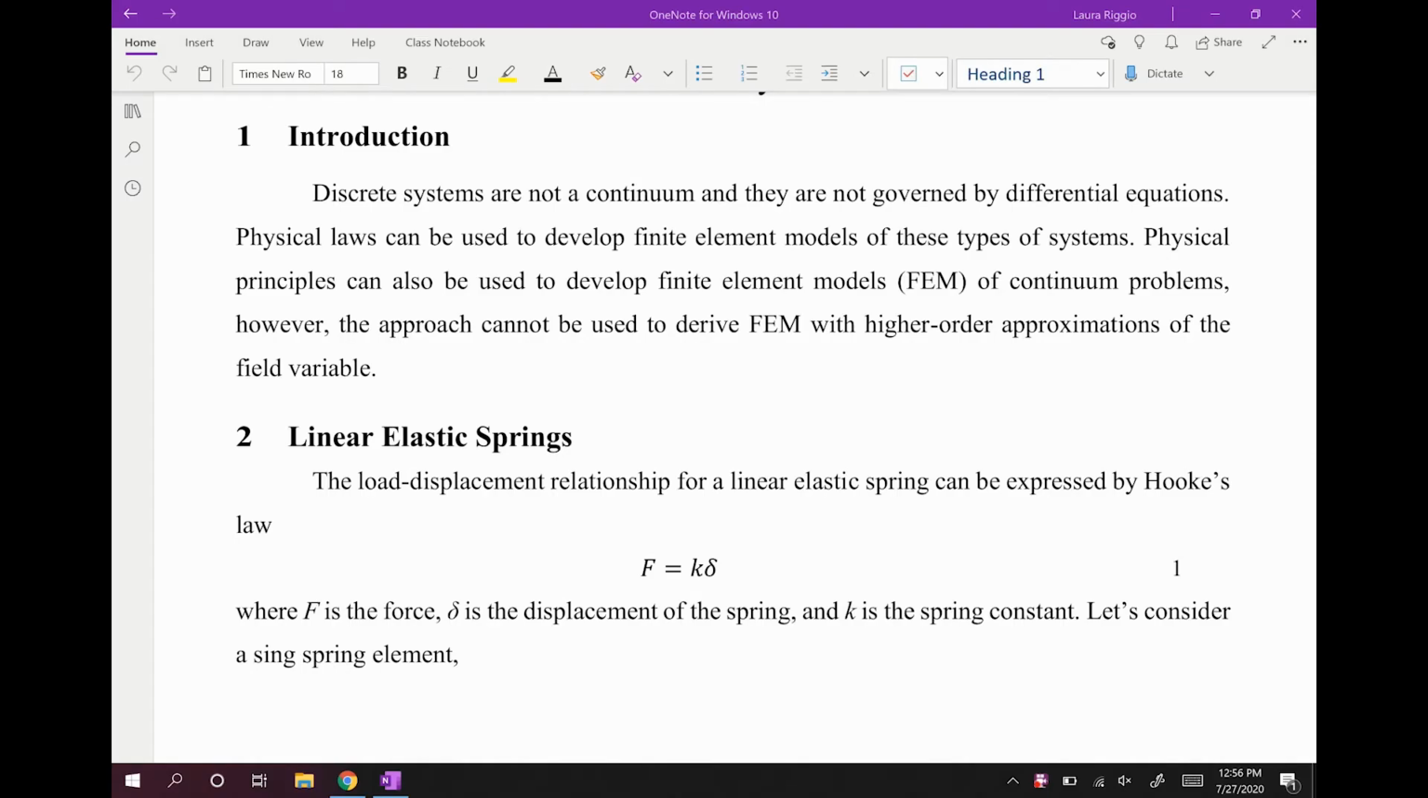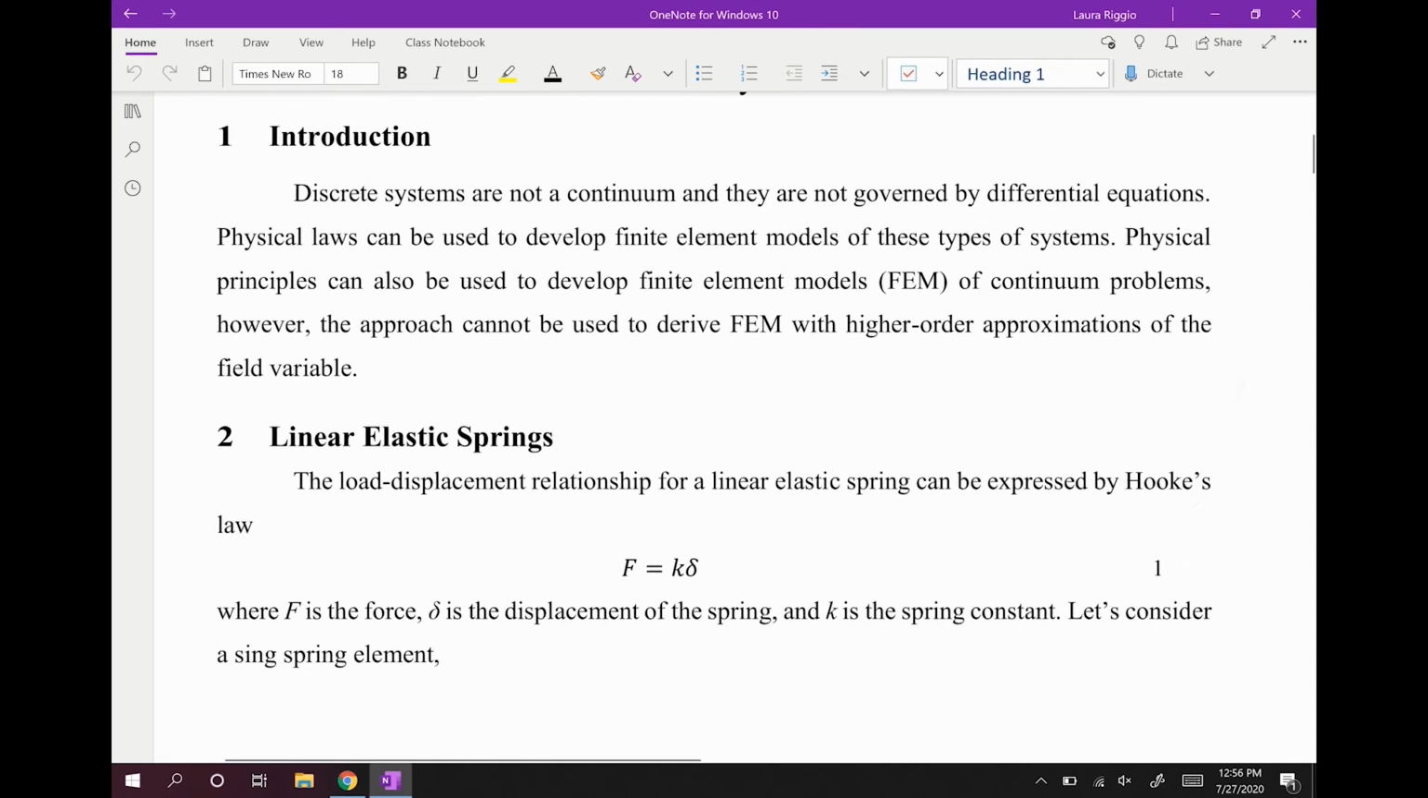In this lecture, we're going to go over discrete systems consisting of springs. While the end goal of this course is to be able to develop a finite element model of a continuum, we're going to start by looking at systems that are not continuous. They're called discrete systems, so we can develop some of our approaches and gain a better understanding of the process without having to deal with messy differential equations.